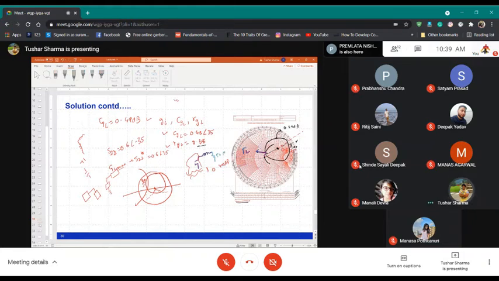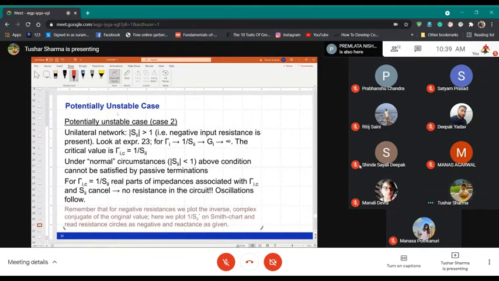Okay, so next is the case where you are in an unstable case. Now this is slightly different. The point here is that in this particular case all expressions are the same, the expression of the center, the expression of the radius, everything is the same. The only difference though is that for the negative resistance, what do we plot? The inverse complex conjugate of the original value.